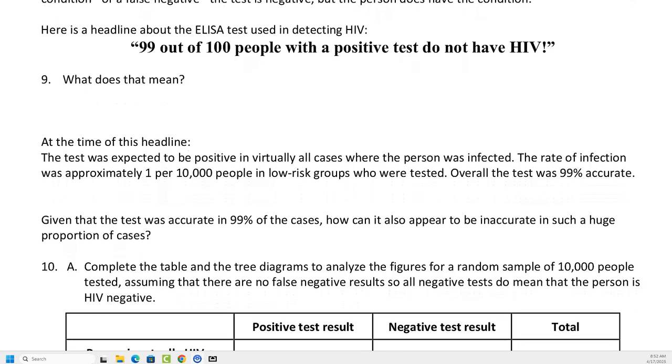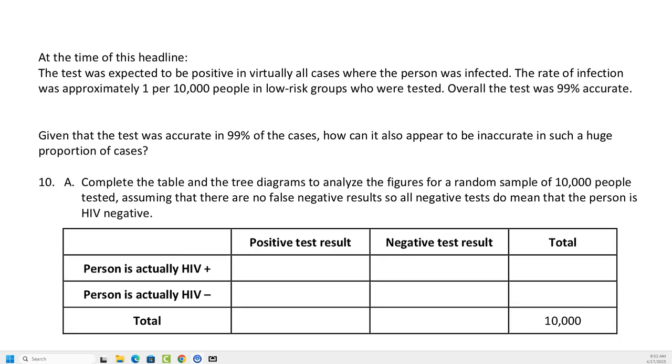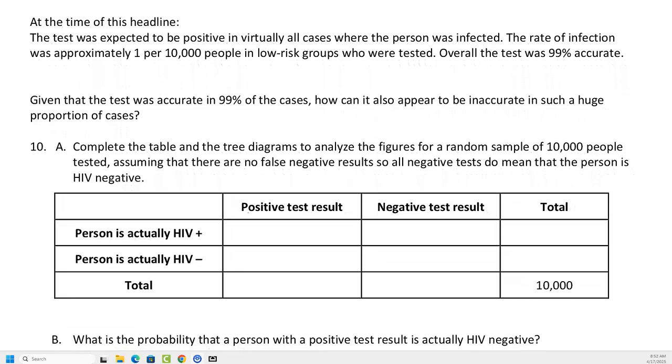So what does that mean? Well, I just described that, so let's skip that and move to the next. At the time of this headline, the test was expected to be positive in virtually all cases where a person was infected. So you expect to get a positive result. The rate of infection was approximately 1 per 10,000 people in low risk groups who were tested. So this 10,000 is going to be this part here. Again, we're not doing a 1,000 two-way table. We're doing a 10,000 one. We're going to work with the actual data.